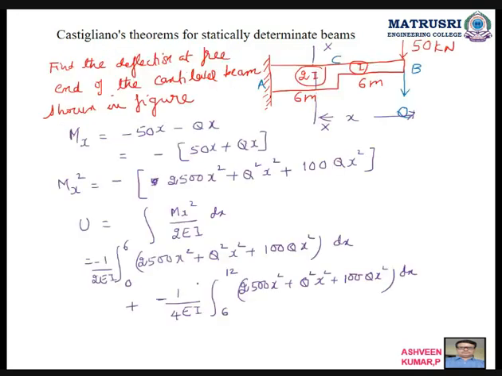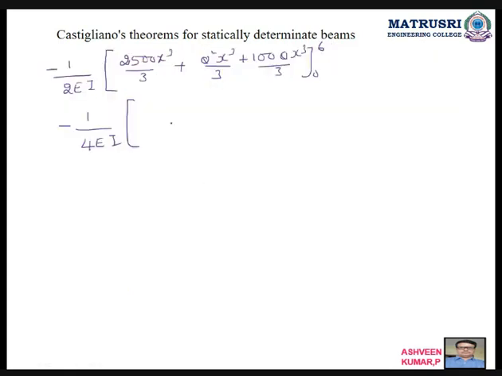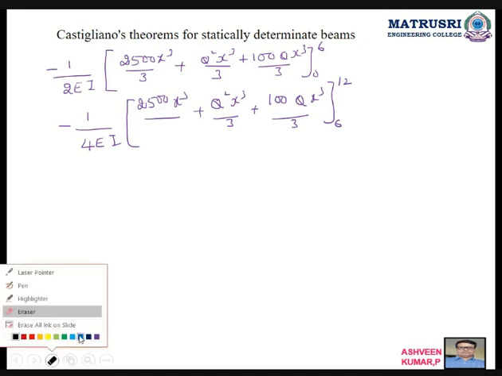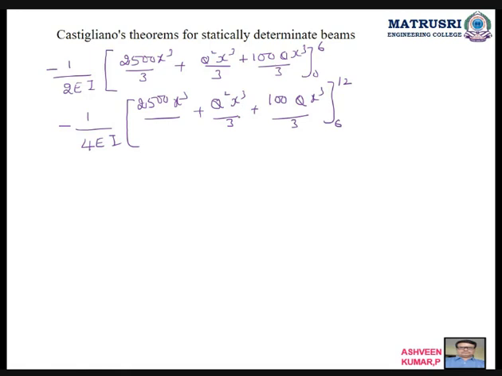Same thing here, same thing we got. Only the limits are different. So I'll write here 2500 x cube by 3 plus Q square x cube by 3 plus 100 Q x cube by 3. Limits are 6 to 12. What is it saying now?